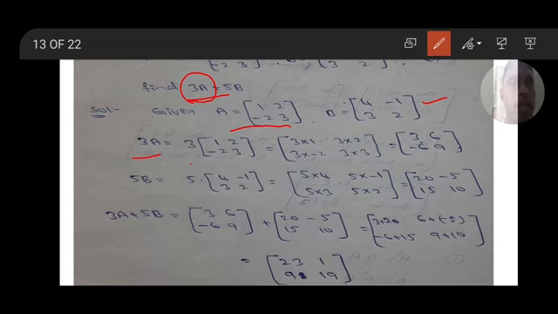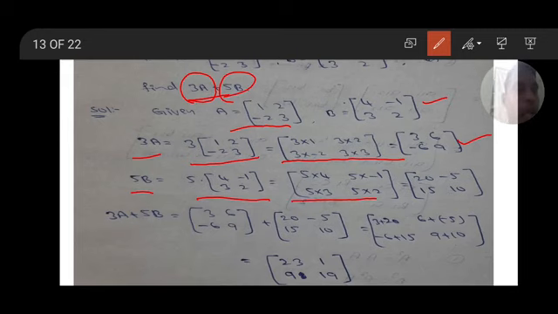3A means 3 into matrix A. Every element is multiplied with 3: 3 into 1, 3 into 2, 3 into minus 2, 3 into 3. That is 3, 6, minus 6, 9. Next 5B. 5B means 5 into B matrix. Every element is multiplied with 5: 5 into 4, 5 into minus 1, 5 into 3, 5 into 2. So 20, minus 5, 15, 10.